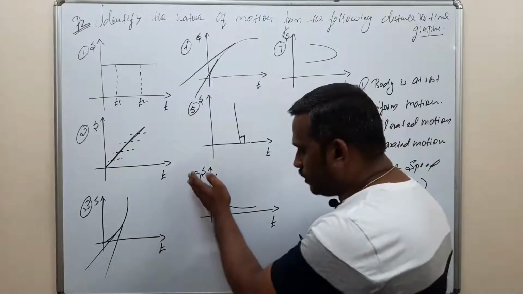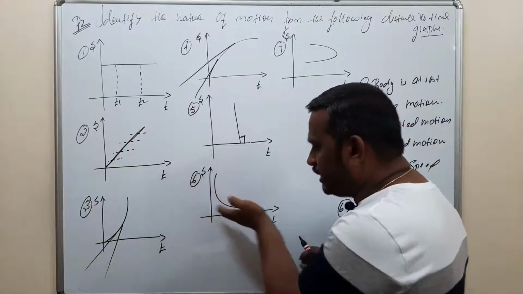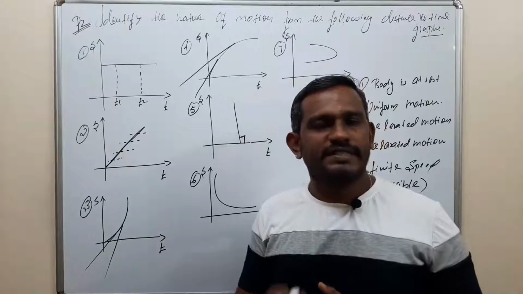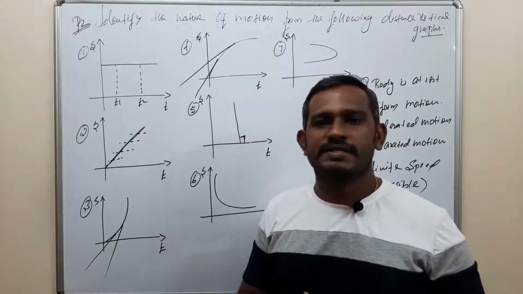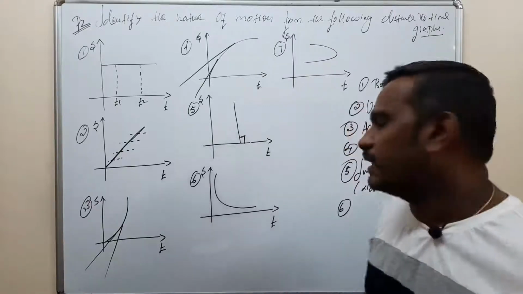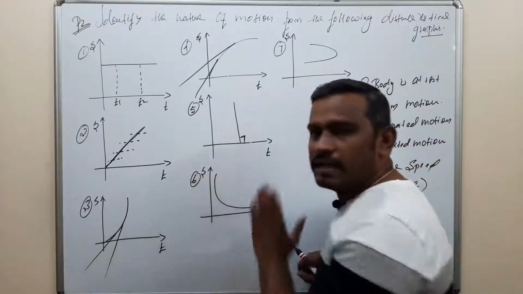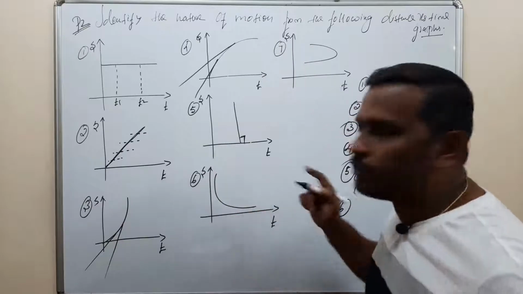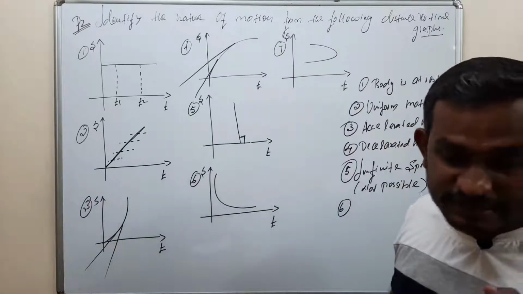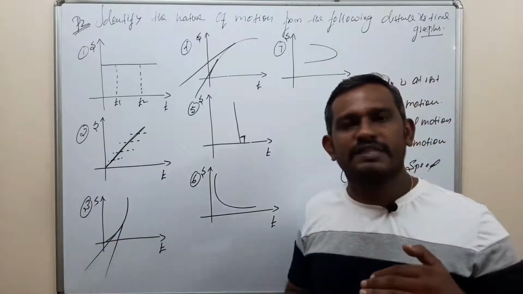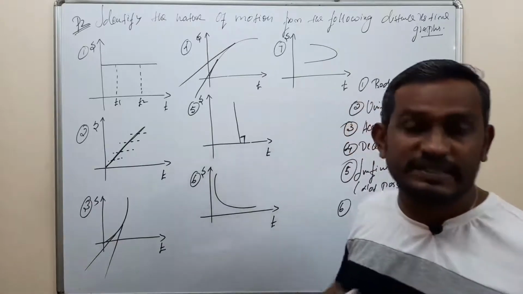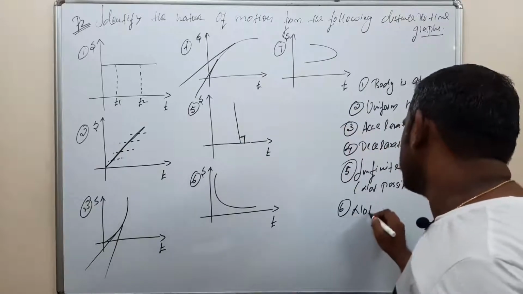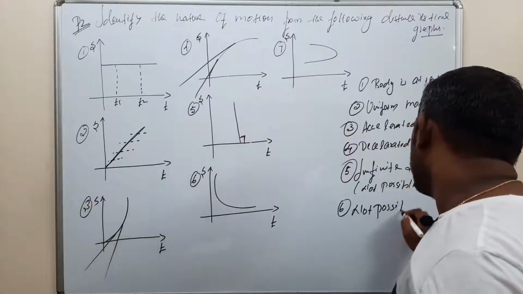Then sixth one, as the time goes on, the distance covered by the body decreases. In a motion, the distance covered by the body never decreases. The displacement may decrease, but the distance always increases as time goes on. So therefore the sixth graph is not possible.